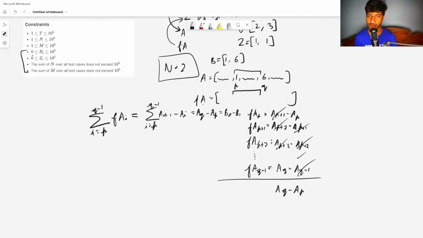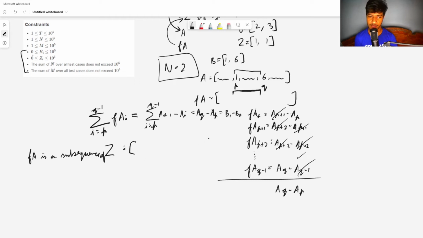Since f of A has this continuous subarray of sum equal to B of 1 minus B of 0, and f of A is a subsequence of Z, there must be a subsequence of Z that has sum equal to B of 1 minus B of 0.